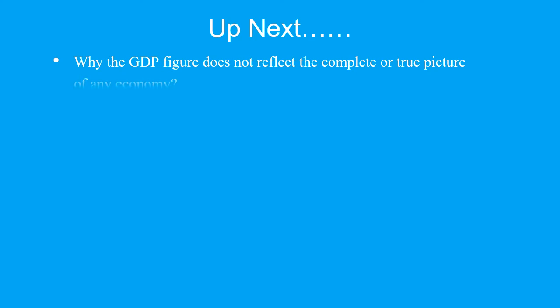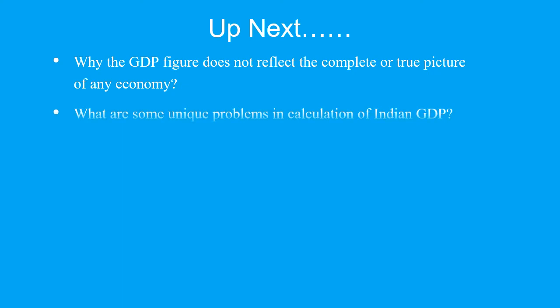Equipped with this understanding of GDP, we are now in a position to explore more aspects of GDP calculation, and also get into understanding the recent controversies related to Indian GDP and its growth figures. These include understanding why the GDP figure does not reflect the complete or true picture of any nation or economy, and in the context of India, understanding what are some of the unique problems in the calculation of GDP in India. Along with these topics, we can also try and understand two of the current controversies related to Indian GDP.